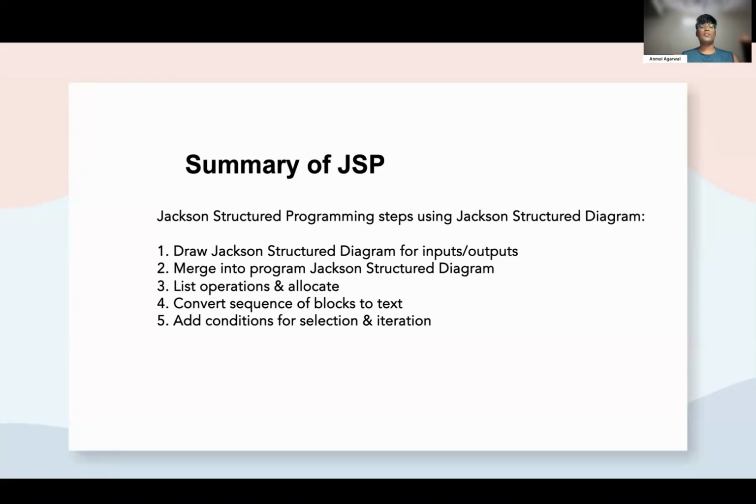So here is the summary of JSP, Jackson Structured Programming steps using JSD. The first step is to draw the Jackson structure diagram of both the input side and the output side. Second, merge the programs into one. If we are using input, then use C as notation. If we are using output, then use P as notation. The third step is to list operations and allocate. We'll number the inputs first as 1, 2, 3, 4, 5, 6, and then we'll number the outputs as 7, 8, 9, 10.